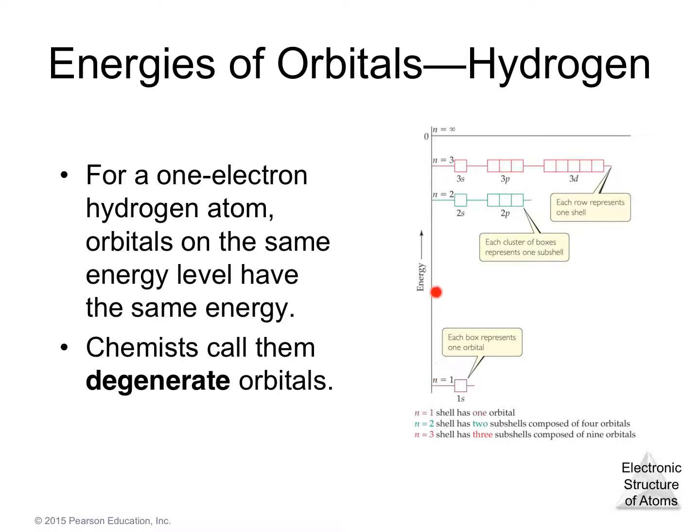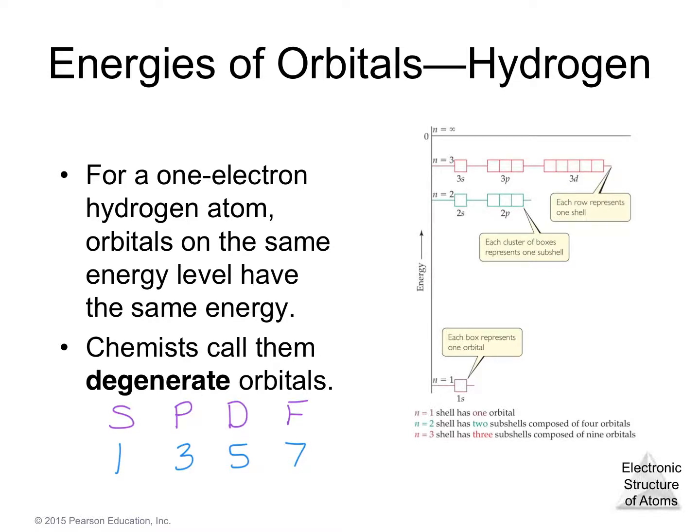Notice that energy is increasing on the left-hand side. So as you go up the y-axis, energy is increasing. Each box represents an orbital. Each row represents an energy level or an energy shell. Each little cluster of boxes represents a subshell. So when we talked previously about S, P, D, and F, those are your subshells.